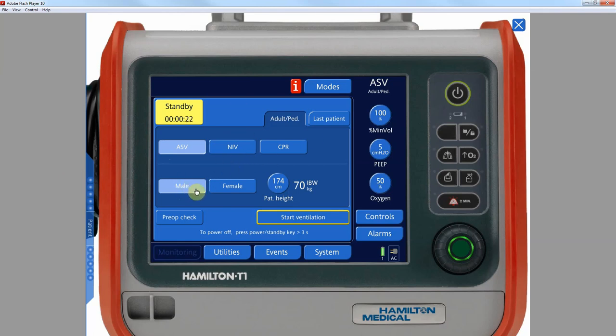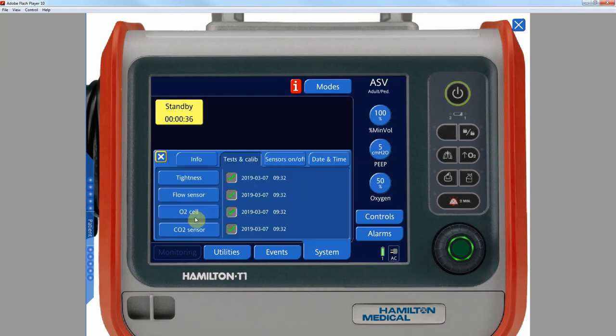You'll set your gender and then the patient's height, and this is in inches on our ventilator. Then it calculates an ideal body weight for you. We'll talk about ideal body weight later. It won't let me actually perform pre-op checks here, but every time you put a new circuit on the ventilator, you need to perform pre-op checks. The only tests that you need to do are tightness and flow sensor. You only have to do the O2 cell when the ventilator prompts you to do it. You have to reach so many hours before that, and you're not going to see that often, okay?